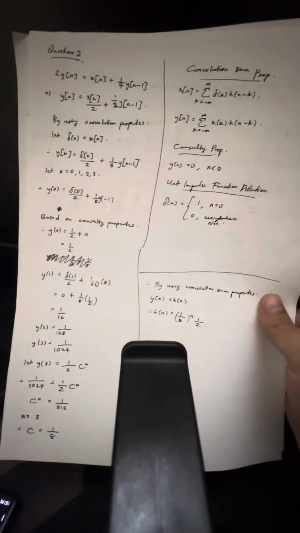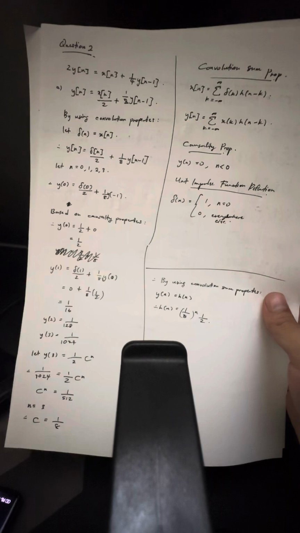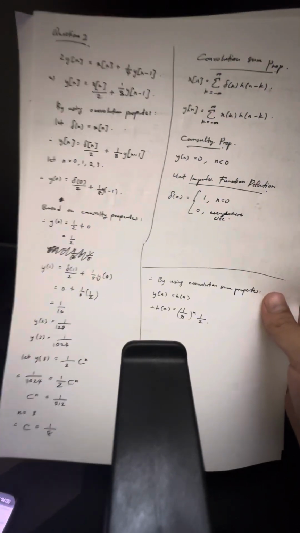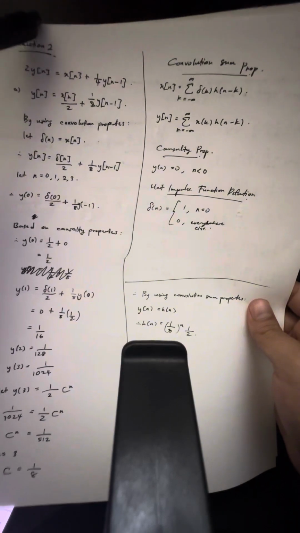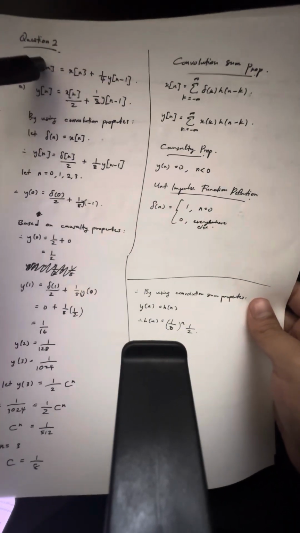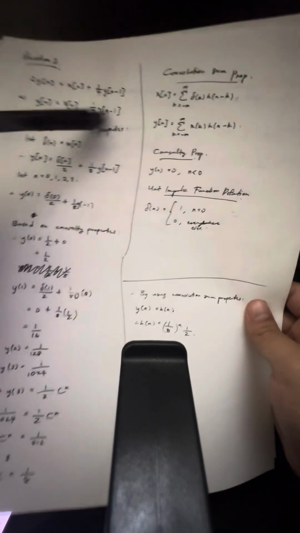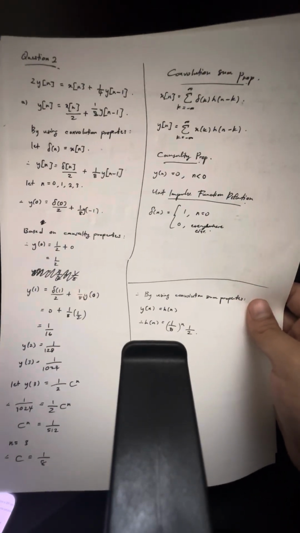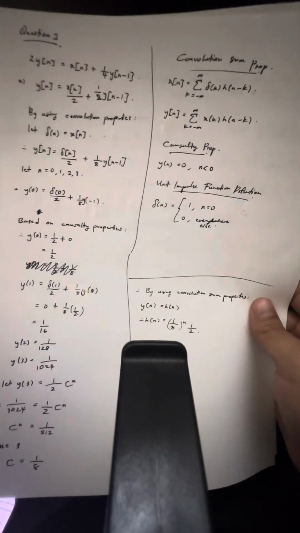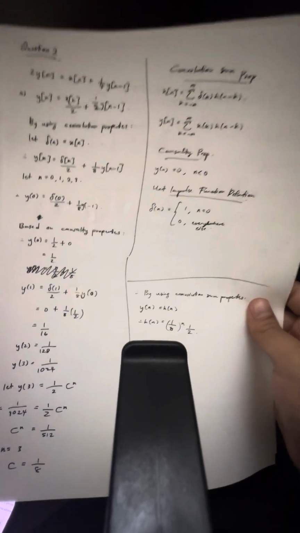So for question 2, given the discrete time linear time invariant (LTI) system equations, first of all, the first question tells us we need to find the impulse response, which is h of n.